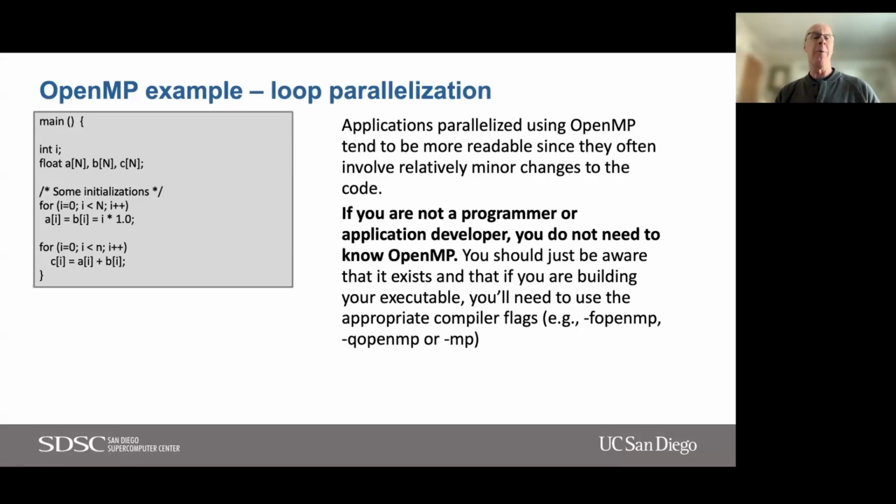And just to show an example of how code is parallelized using OpenMP, again, if you're not a programmer or an application developer, you do not need to know OpenMP, but you do need to be aware that it exists. And if you are building your executable, you'll need to use the appropriate compiler flags. And these can vary from compiler to compiler. And we're going to have a talk later this year that talks about building parallel applications.